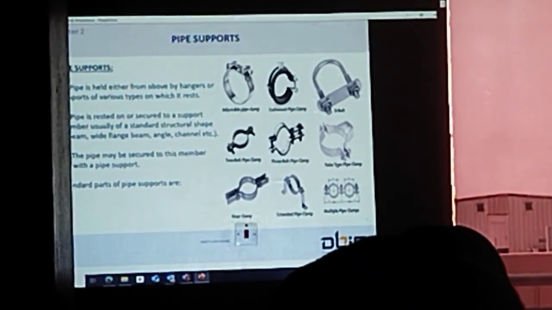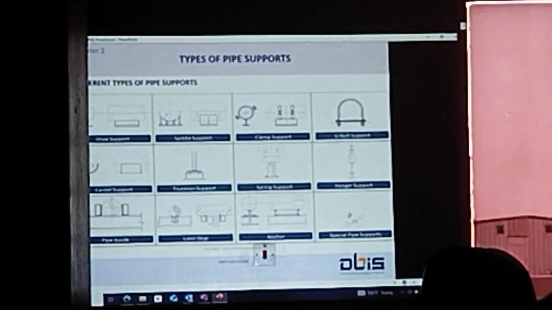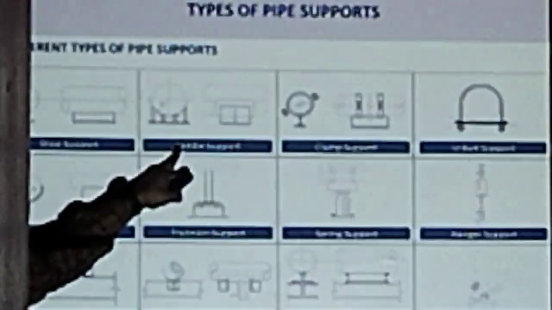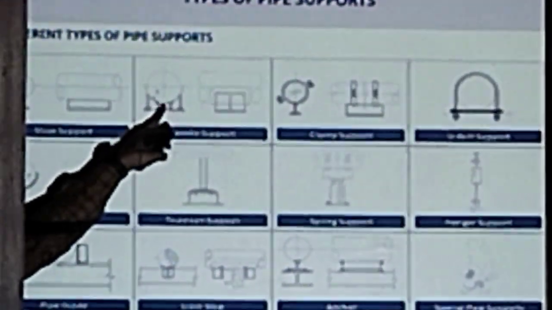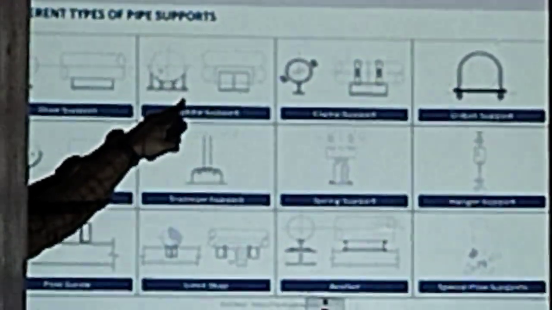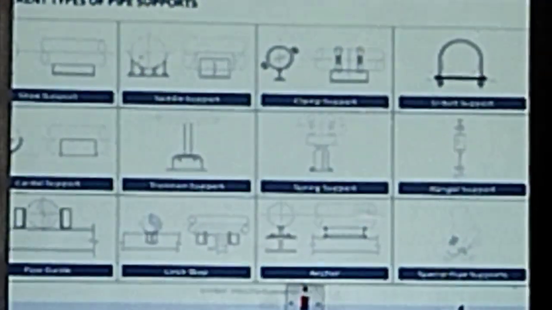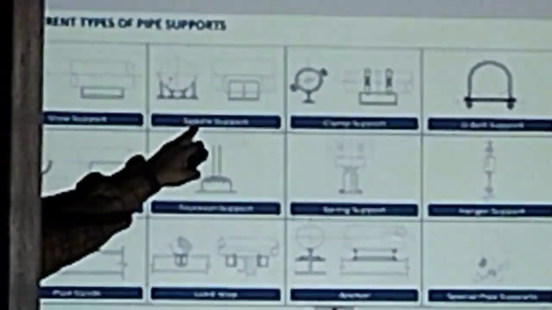These are support clamps, pipe supports. Saddle support. It will be supported with two more threads, that's why it is called saddle support. This is called clamp support, pipe clamp support. Single clamp and double clamps will be there. Only these three are very important.